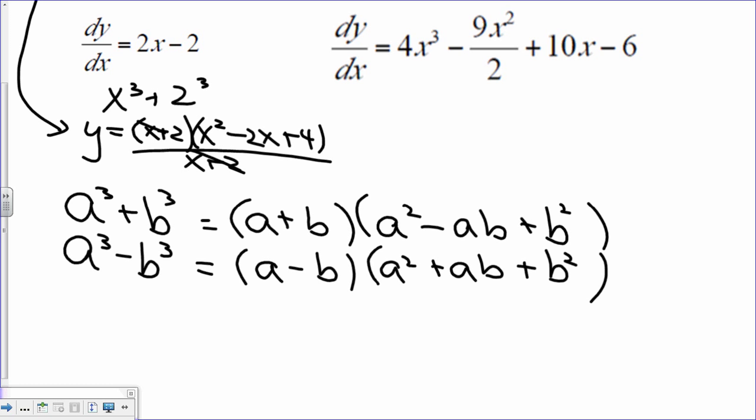So it cancels, and then it's a really easy problem, because the derivative of x squared minus 2x plus 4 is just 2x minus 4.